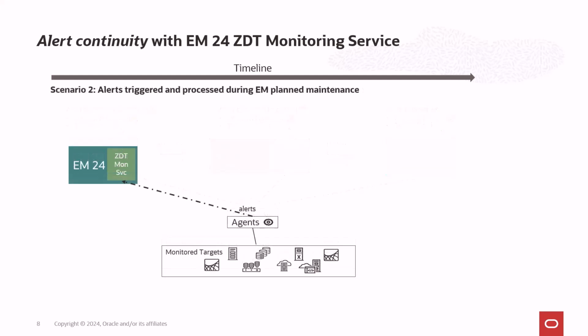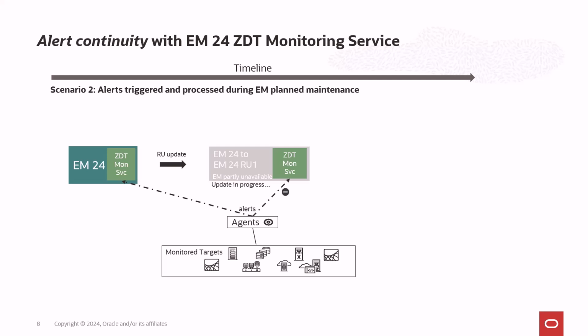Here's another example of alert continuity with the ZDT monitoring service. In this scenario, an alert is triggered during the EM planned maintenance period. Let's walk through this scenario. Let's say you are using EM 24 with ZDT monitoring. A release update is available, and you bring EM down for planned maintenance for this RU update. ZDT monitoring continues to be available during this time.